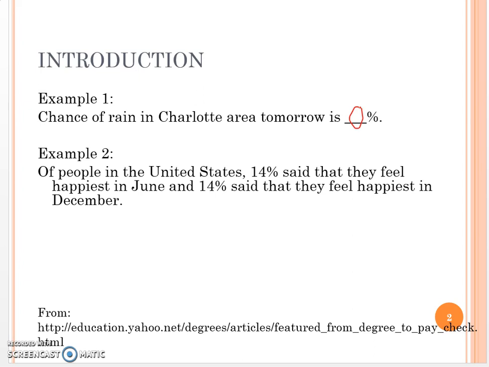Example 2. Of people in the United States, 14% said they feel happiest in June and 14% said they feel happiest in December. Over here we've got 14% as a percentage, 14% as another percentage. Both talk about the rate of happiness, and these two are considered to be statistics as well. Going back to example 1, 0% over here is one statistic that we'll be looking at in the future.